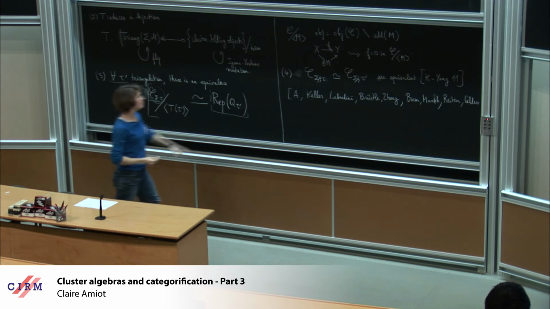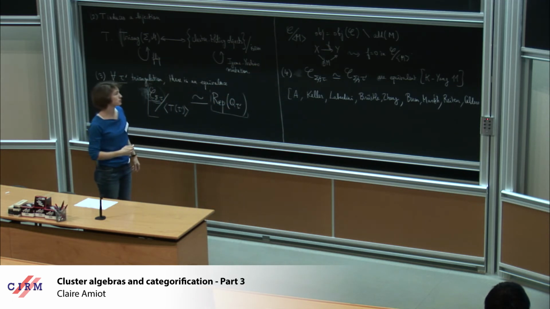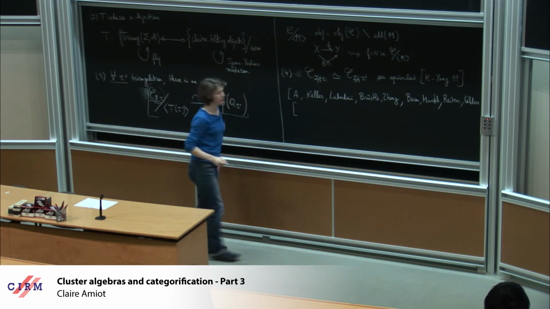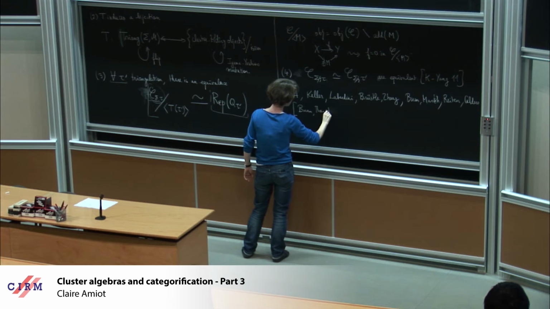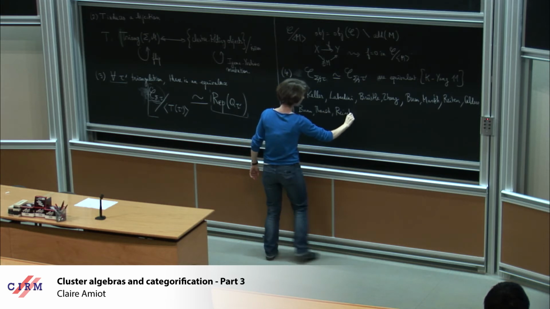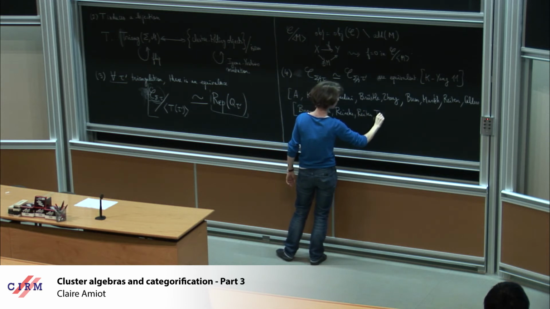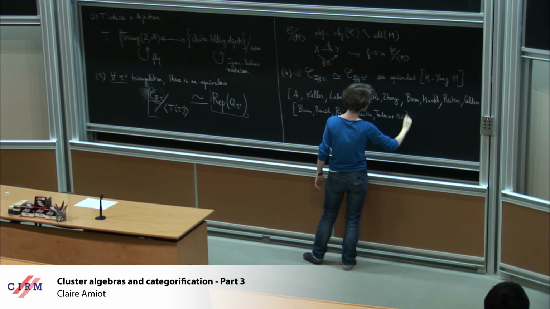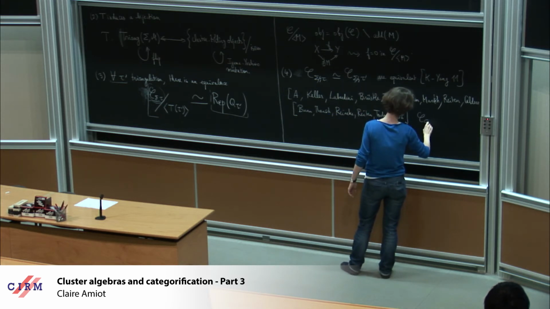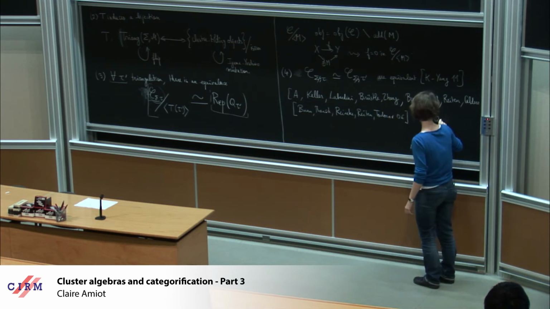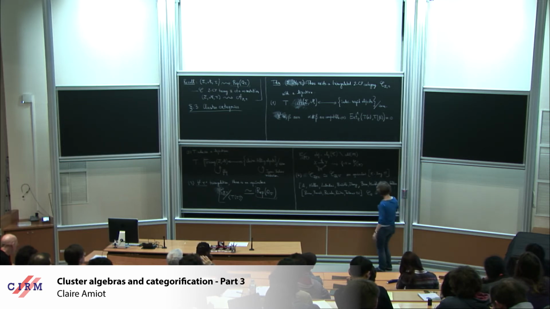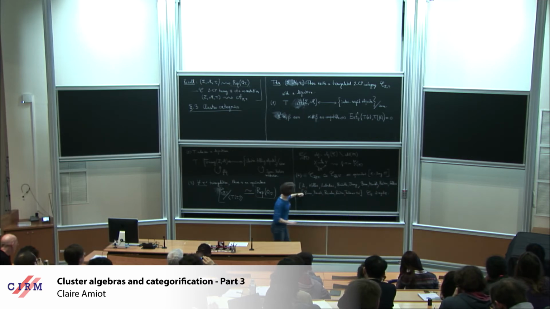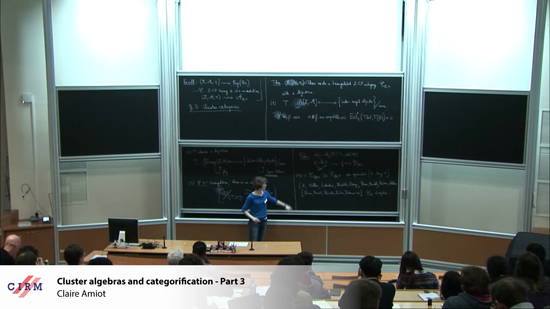And there have been other constructions of cluster categories, especially associated to an acyclic quiver. This was due to Buan, Marsh, Reineke, Reiten, and Todorov in 2006. So this was just the construction of a cluster category associated to an acyclic quiver. You have some intersection with this construction, but it's not exactly the same. But this was the first paper that actually spoke about cluster categories.